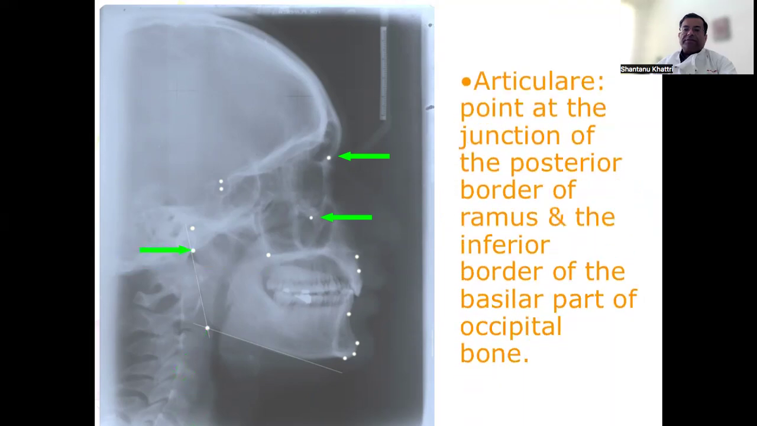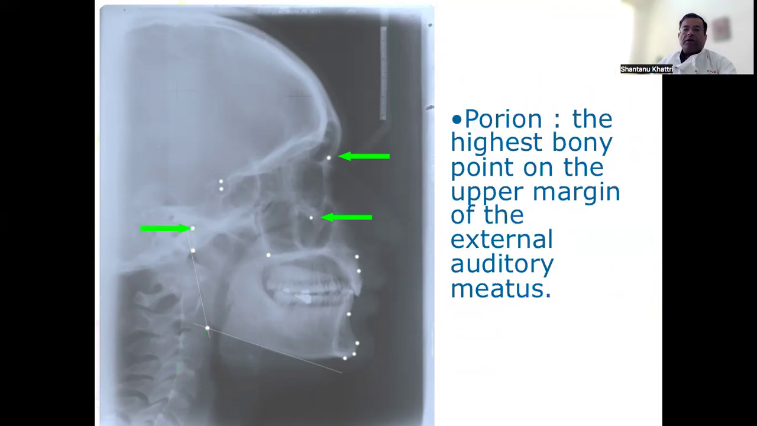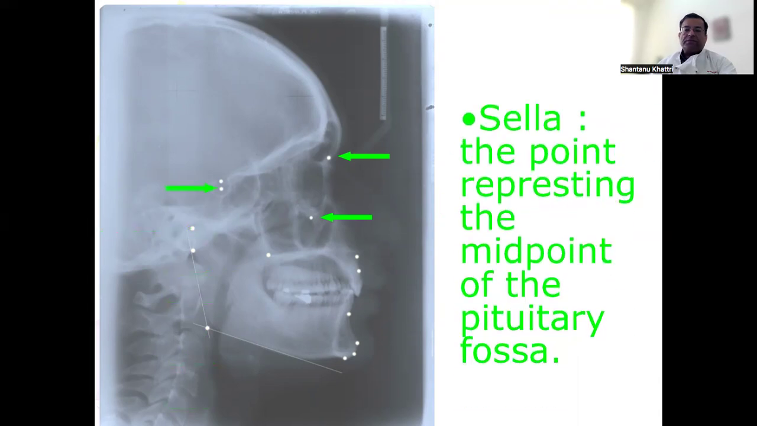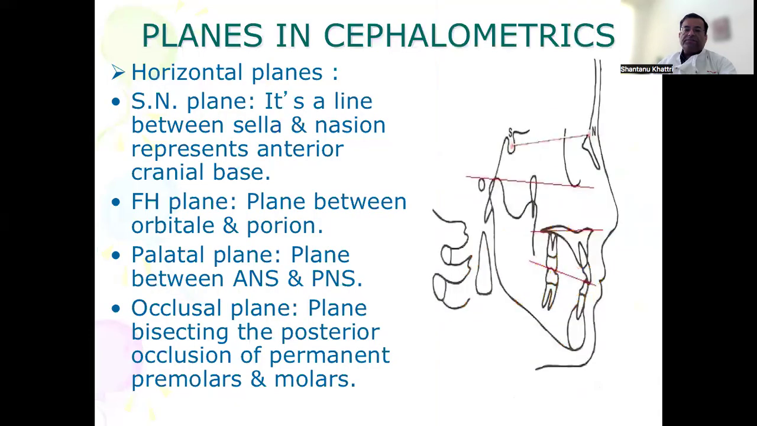Articulare is at the point of junction of the posterior border of the ramus and the inferior border of the basilar part of the occipital bone. Porion, the highest bony point on the upper margin of the external auditory meatus. Sella point represents the midpoint of the pituitary fossa, sella turcica. Now there are various planes in cephalometrics.